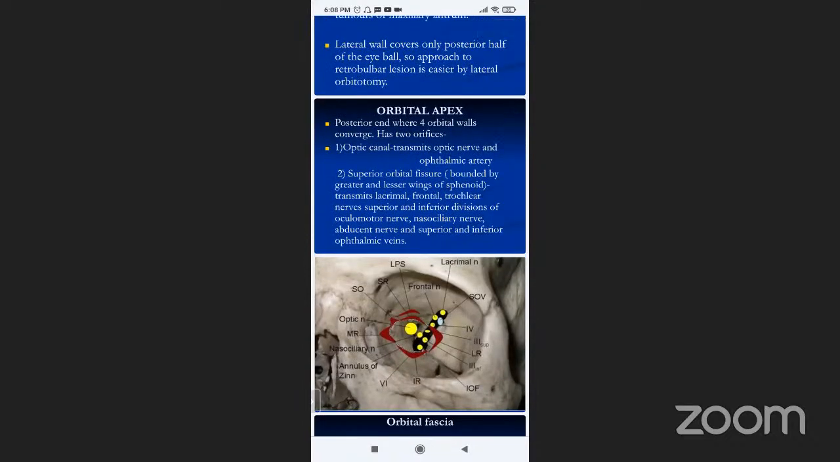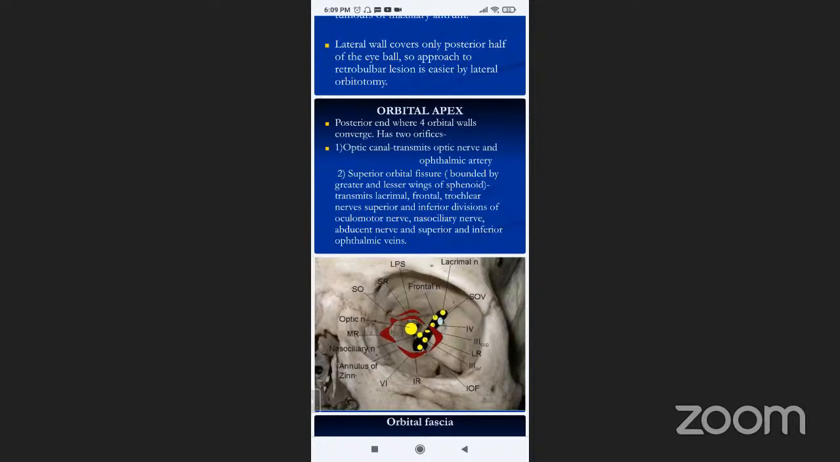And coming to the orbital apex, here is the picture of the orbit. You can see the base of the orbit, that is the anterior-most open part. Apex is the posterior-most part. The orbital apex is the posterior-most part where 4 orbital walls meet or converge. There are 2 orifices in the orbital apex. One is the optic canal. Optic canal is the opening through which the optic nerve enters into the orbit so that it can reach the eyeball. So it transmits the optic nerve and the ophthalmic artery. Then comes the superior orbital fissure. That is the fissure between the greater wing and lesser wing of sphenoid.